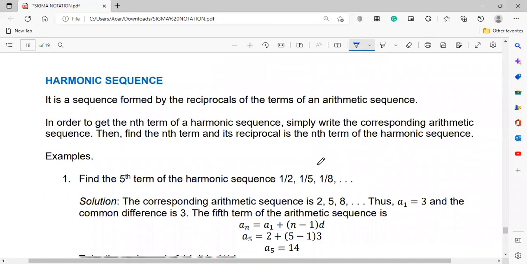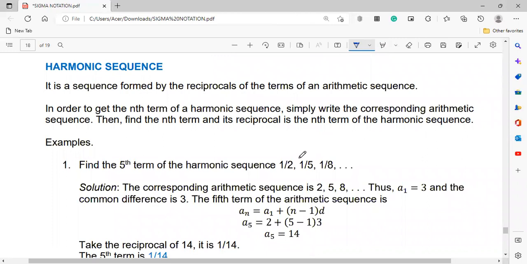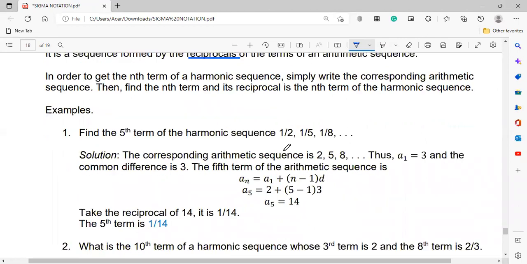Okay? Next, we have the harmonic sequence. A harmonic sequence is the reciprocal of the arithmetic sequence. So, when you solve for the terms in a harmonic sequence, you just take the reciprocal of the terms of the arithmetic sequence.